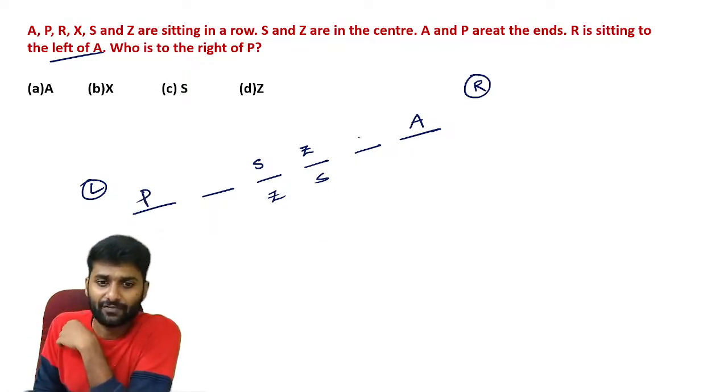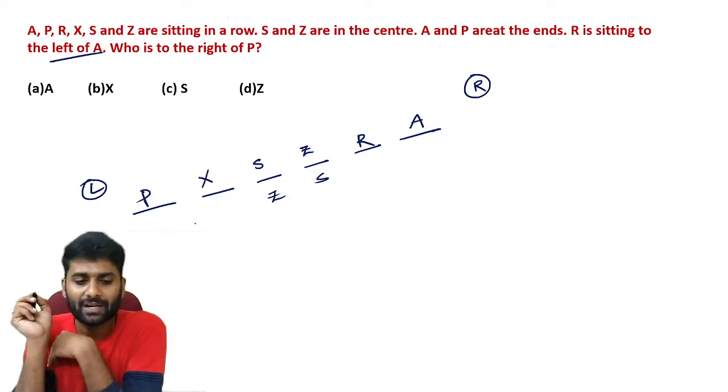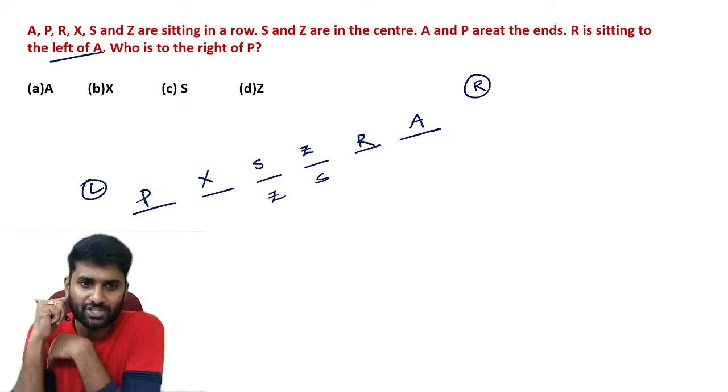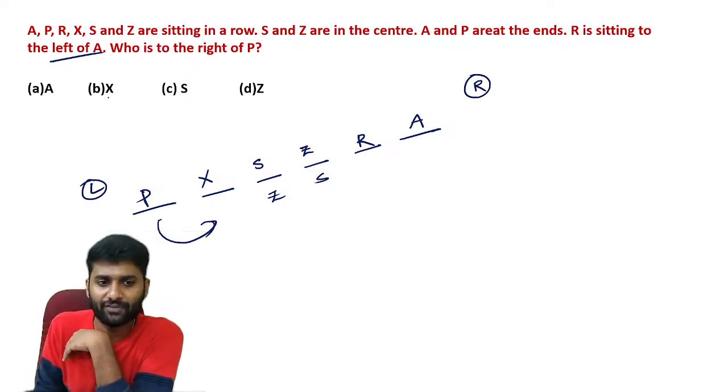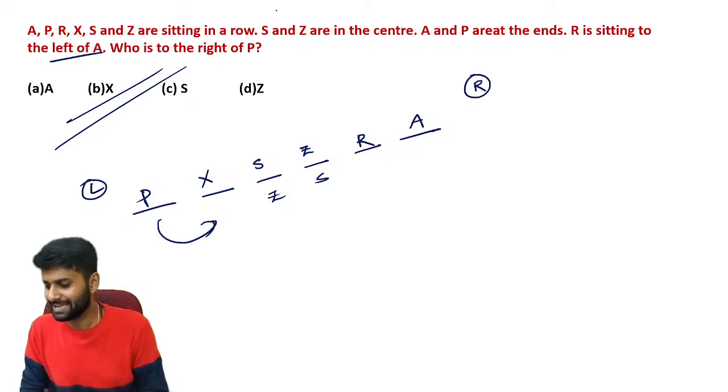Now R is left of A. You can conclude R here. So there is one person left in the arrangement: A, P, R, X, Z, S. So you can conclude it here, X. Another question. Who is to the right of P? According to this information and option, right of P is X.